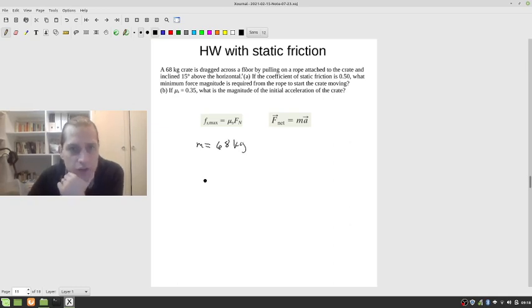Is dragged across a floor by pulling on a rope attached to the crate and inclined 15 degrees above the horizontal. Okay, so this angle is 15 degrees. There's the force that I'm pulling with. It says if the coefficient of static friction is 0.50, okay, so mu s equals 0.50. What is the minimum force magnitude required from the rope to start the crate moving?